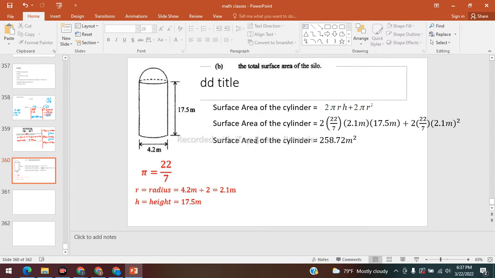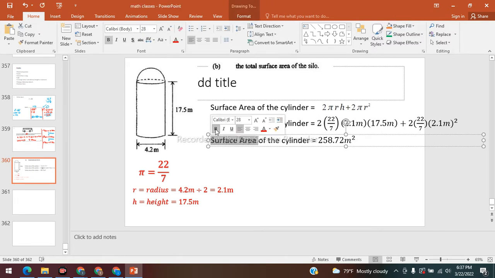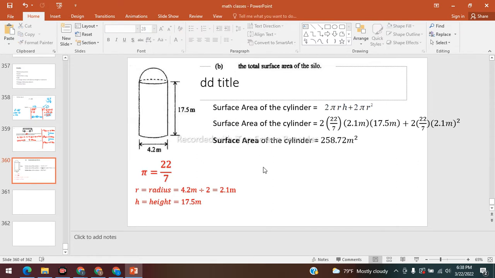And that's an easier way to know it. If you're dealing with area, it's units squared. If you're dealing with volume, it's units to the third power. Anything with area is units squared, anything with volume is units cubed. That's how you remember it too. All right, so the correct answer here for the surface area of the cylinder is 258.72 meters squared.